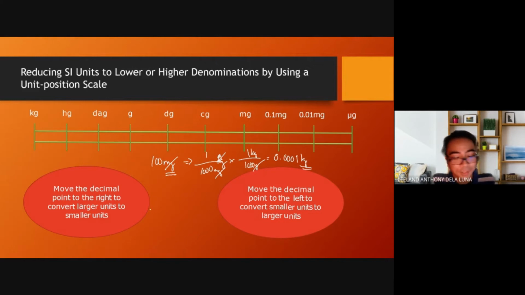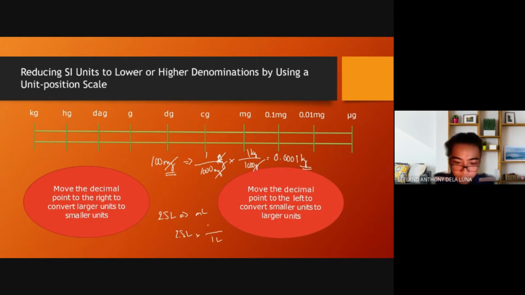Sa halimbawa class, dito tayo. Okay, we're going to convert a larger unit to something that's smaller. Let's go for liters. Okay, let's say for example, 2.5 liters. We want to convert this to, so siya convert into ml. ml na lang. Okay?